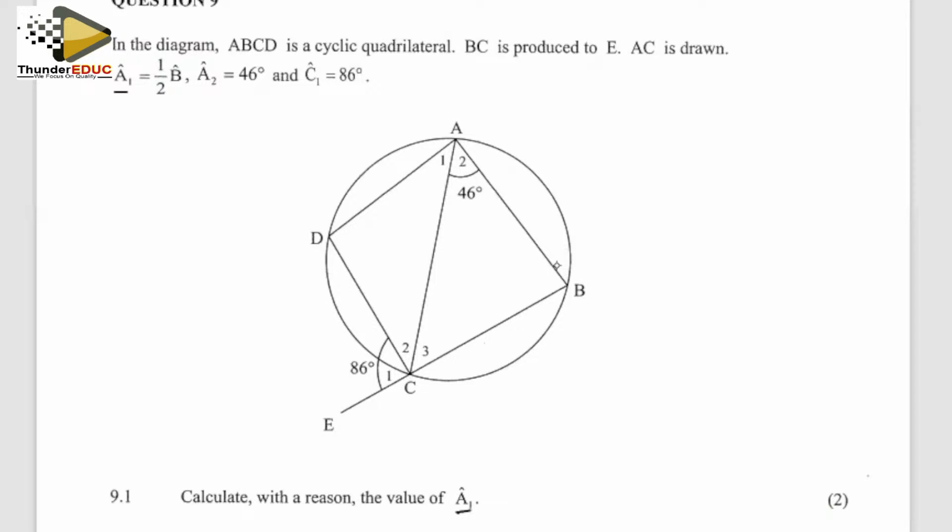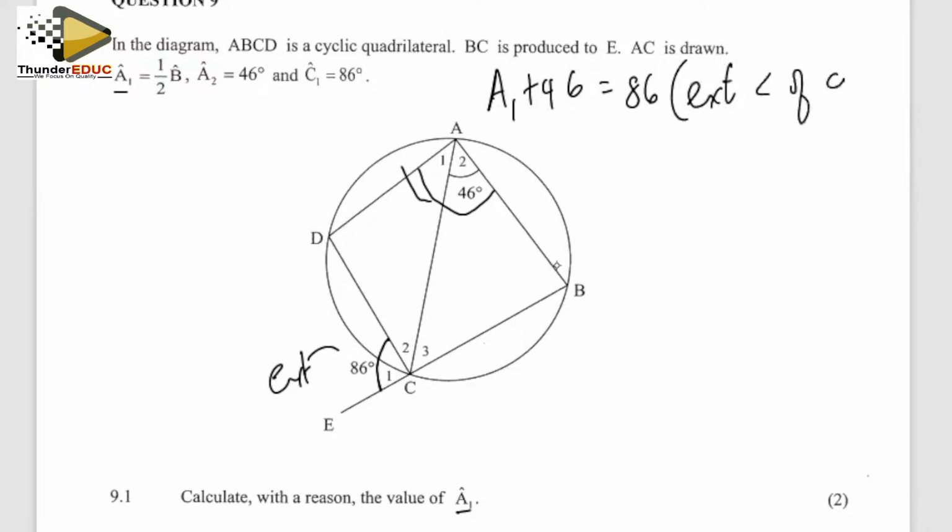So we know that if this is 86, then the whole of this must also be 86 because this is an exterior angle. This is the opposite interior. So I'm going to say that A1 plus 46 must give us 86. Reason: exterior angle of a cyclic quad. Then let's move the 46 to that side, which means A1 is 40.